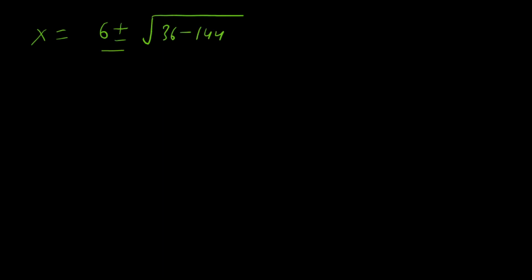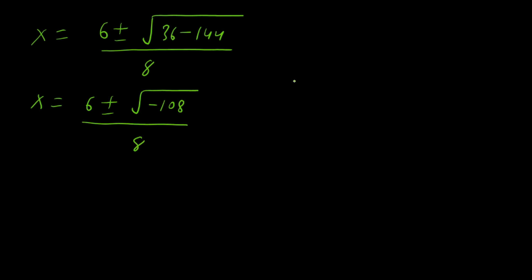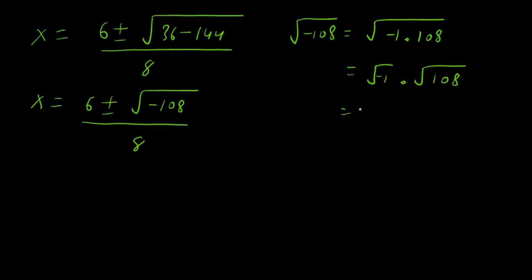So here 144 over 2 times 4, that is 8. Then the value of x is 6 plus minus square root of 36 minus 144, that is minus 108, and divide by 8. And we know that minus 108 is the same as square root of minus 1 into 108, and this is the same as square root of minus 1 into square root of 108. This square root of minus 1 is iota, and this square root of 108 is the same as 6 times square root of 3. So this expression is equal to 6 times square root of 3 times iota.